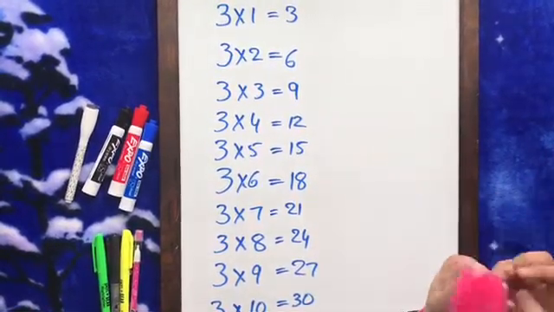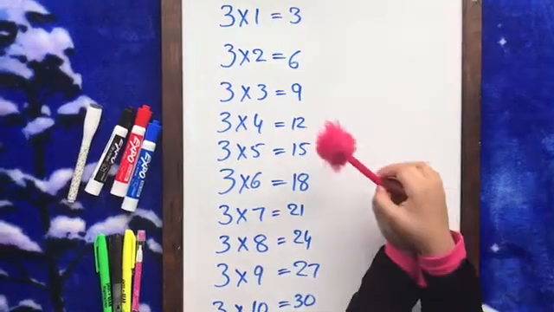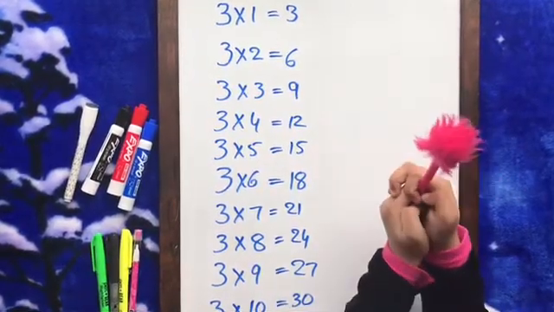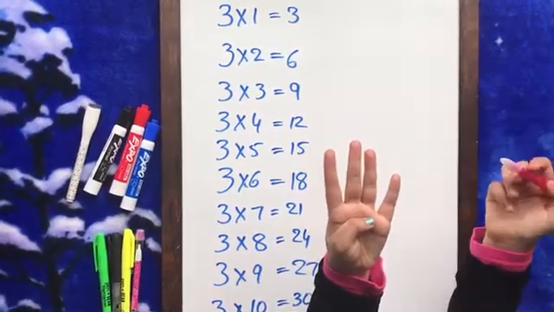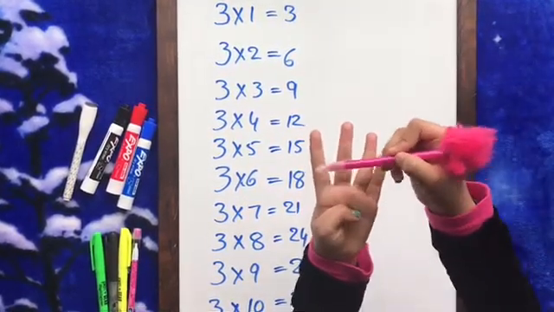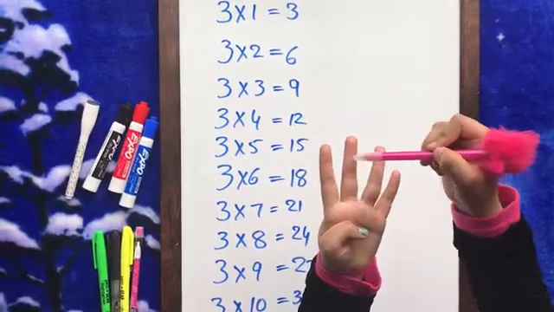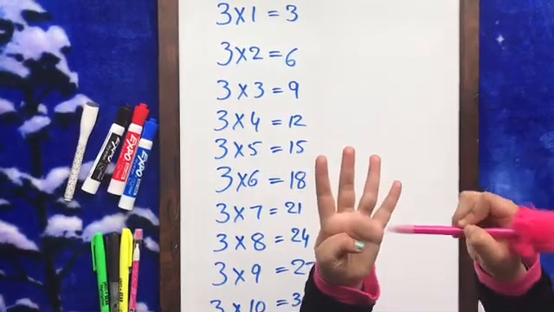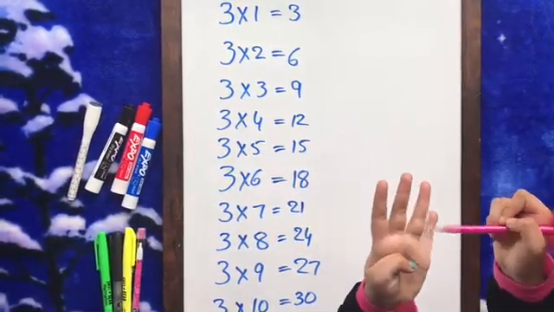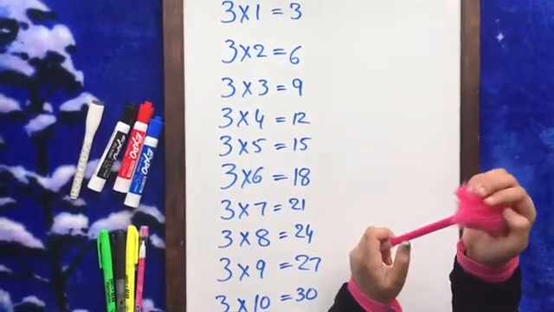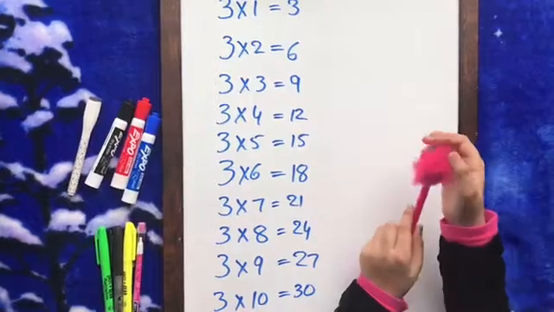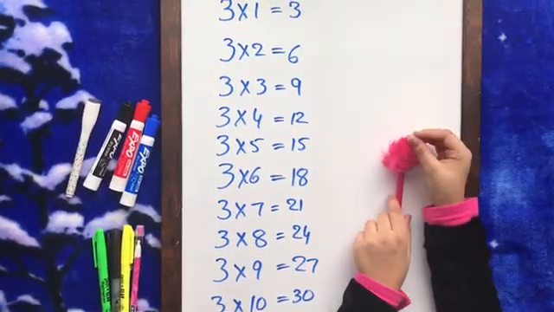So, for example, 3 times 4. Take your 4 fingers and count them. 1, 2, 3, 4, 5, 6, 7, 8, 9, 10, 11, 12. So that means 3 times 4 is 12. This is kind of easy and easy to remember.